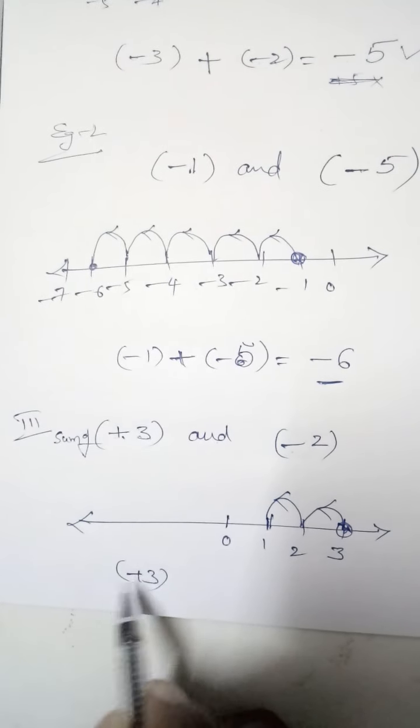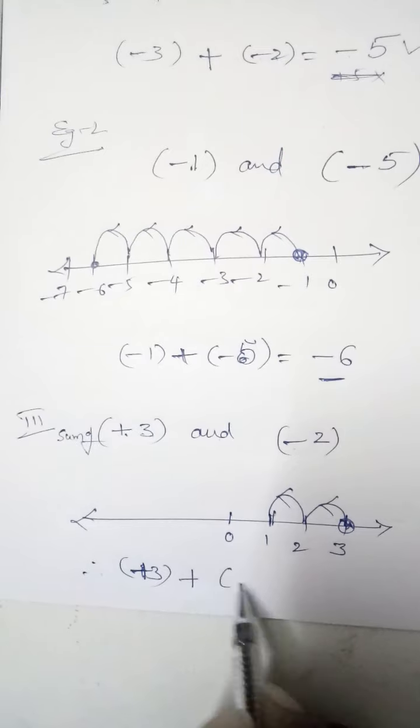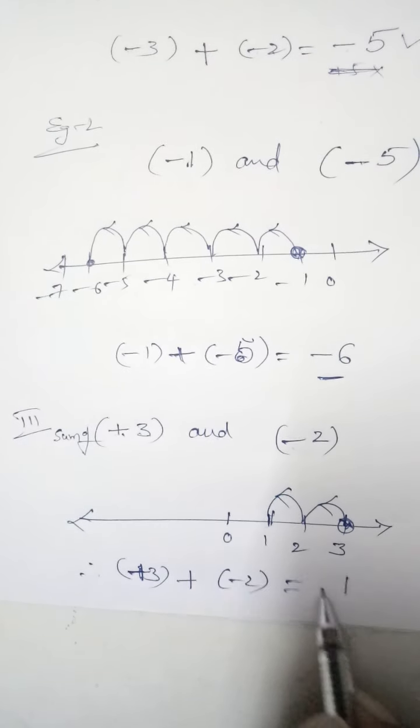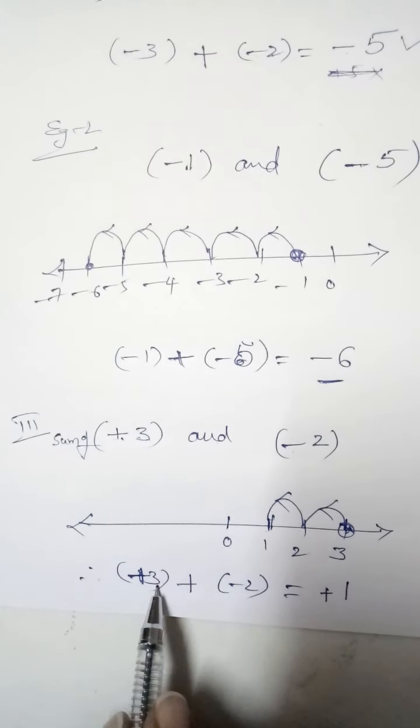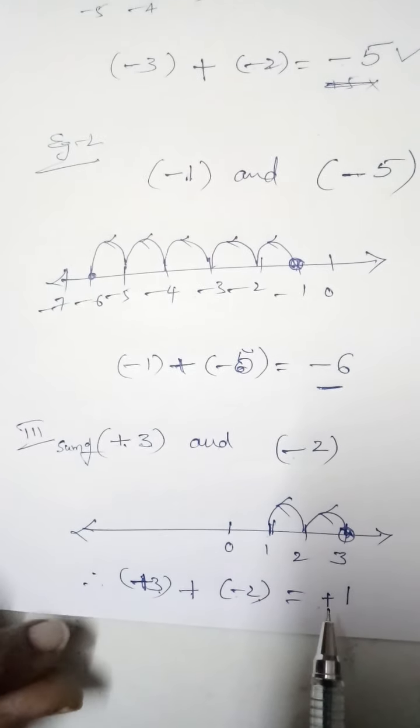1, 2. So where do you have to stop here? Therefore the sum of plus 3 plus minus 2 is equal to how much? 1. 1 is positive, so here it is plus 1. So plus 3 plus minus 2 is equal to plus 1. I'm going to another example.